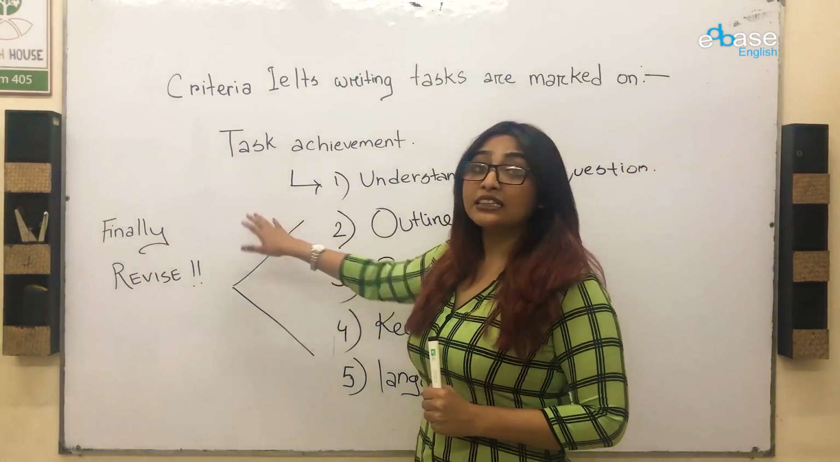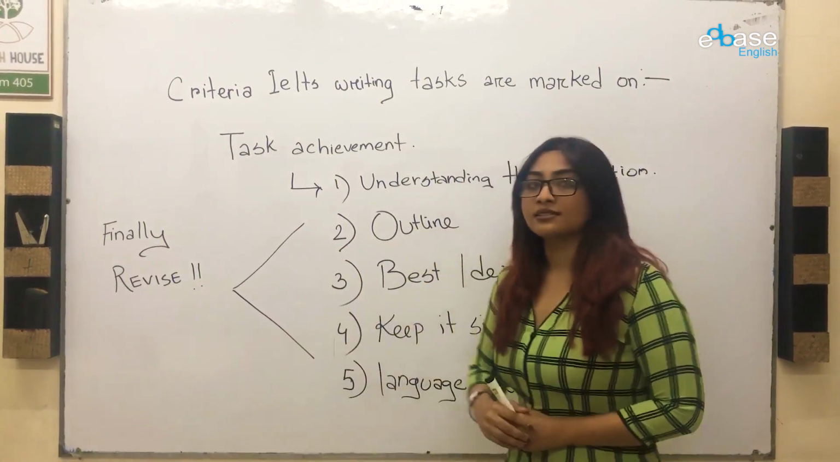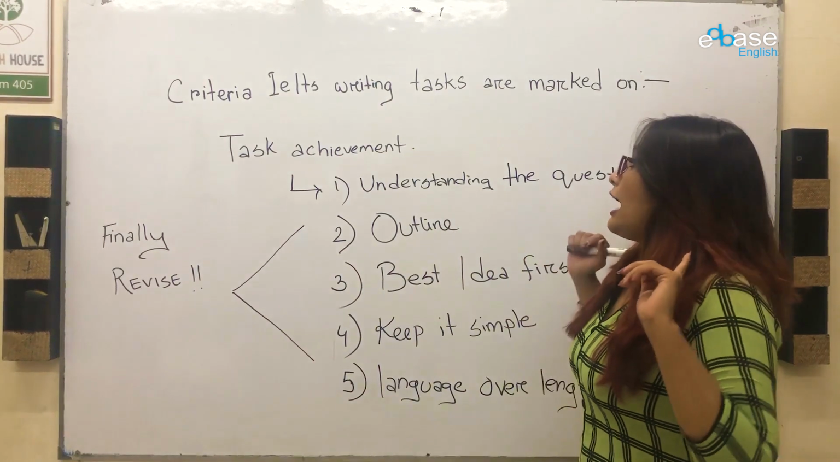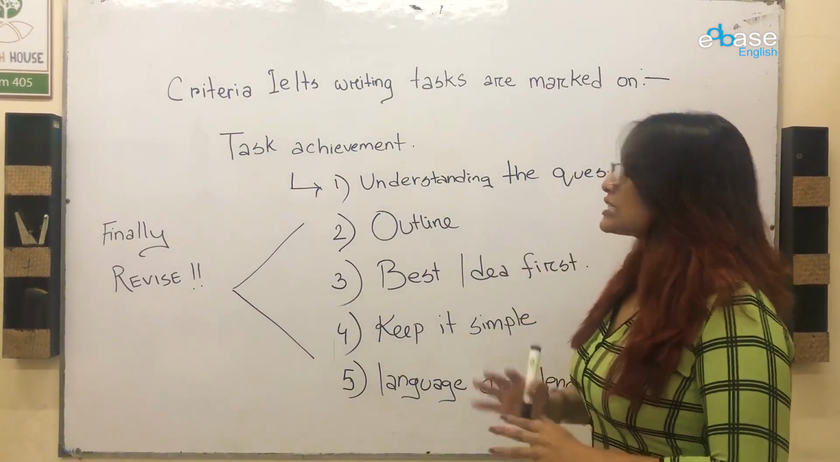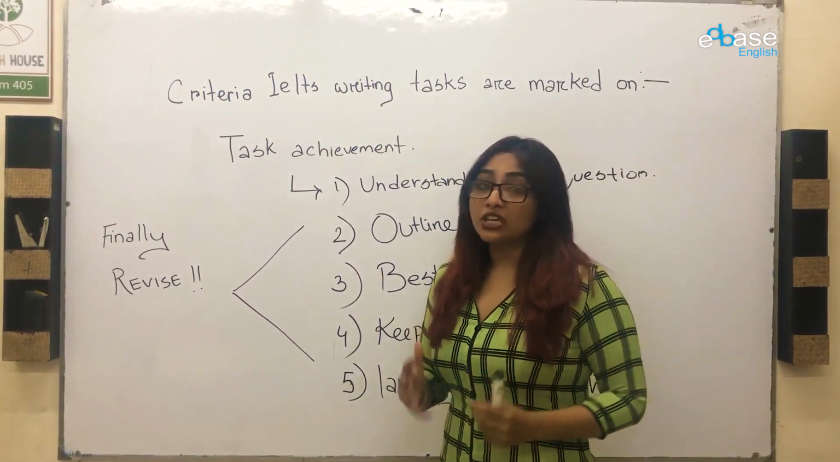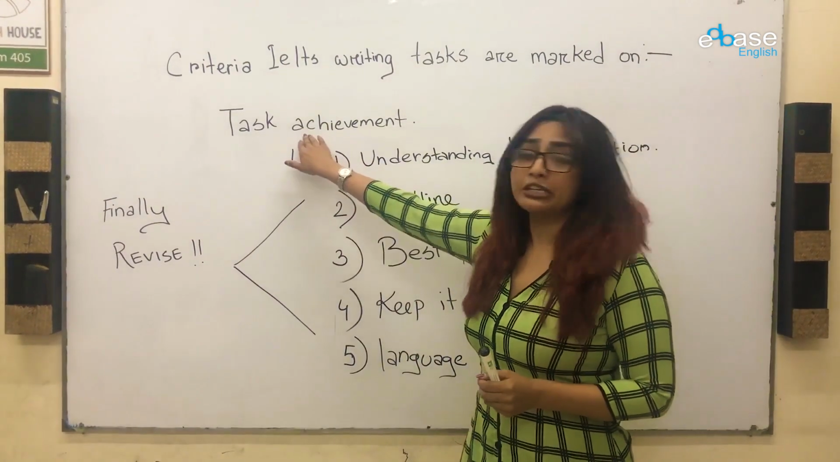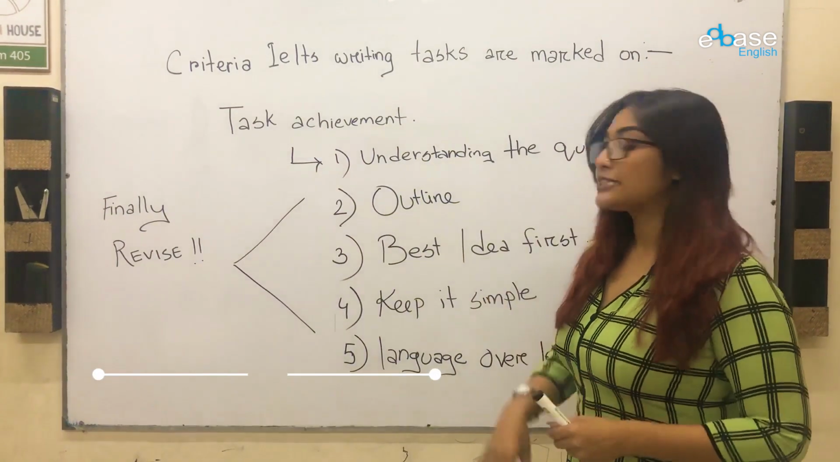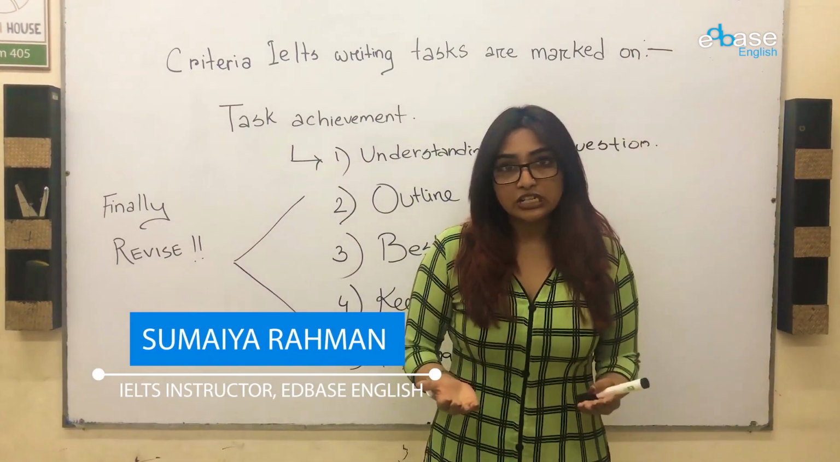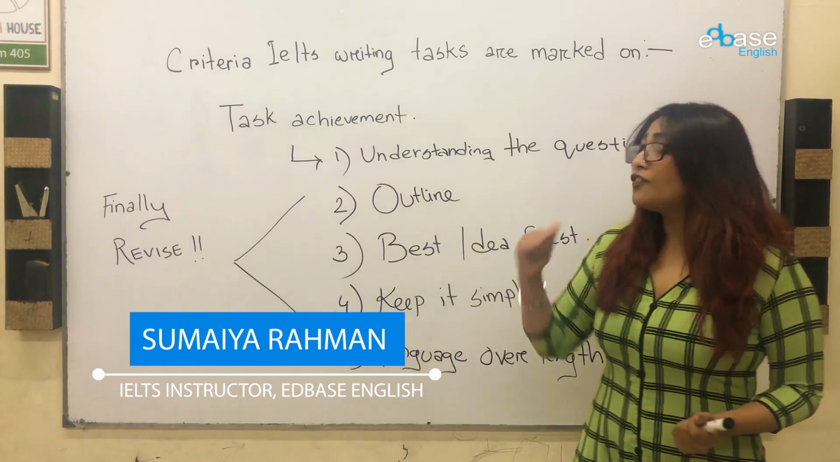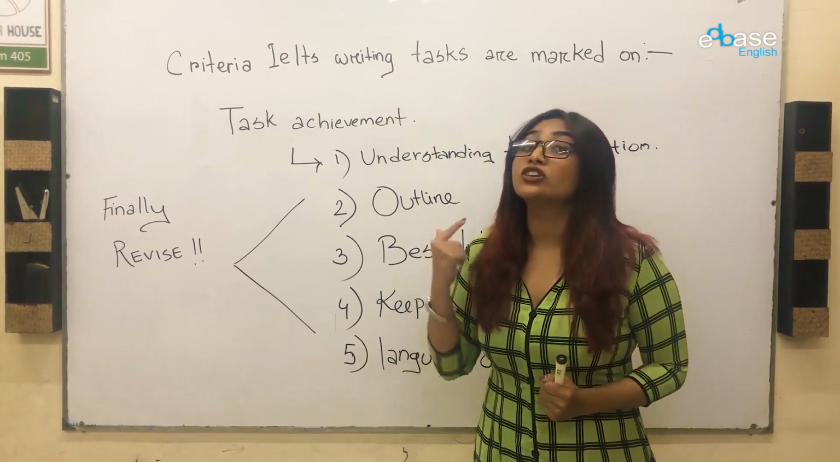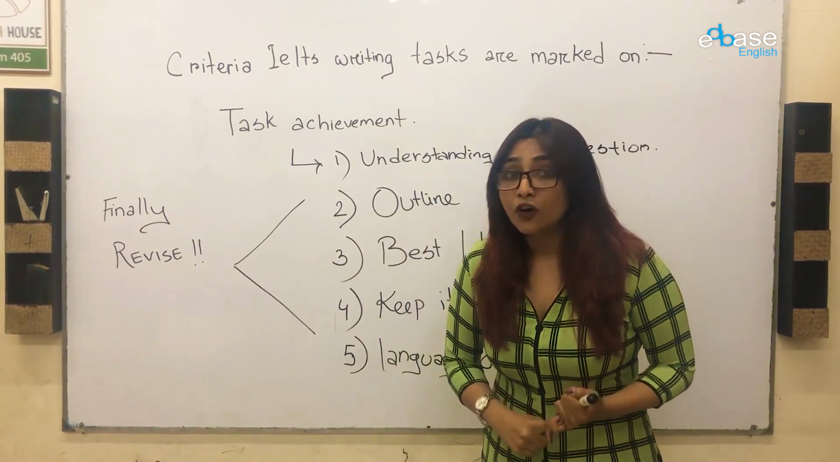Now let's look at the steps towards a total task achievement. I have jotted down a few steps in which you can achieve the total 25% on this criteria. Alright? So let's look at this. First off, when you get your question, first look at the question, try to understand what it's asking for.